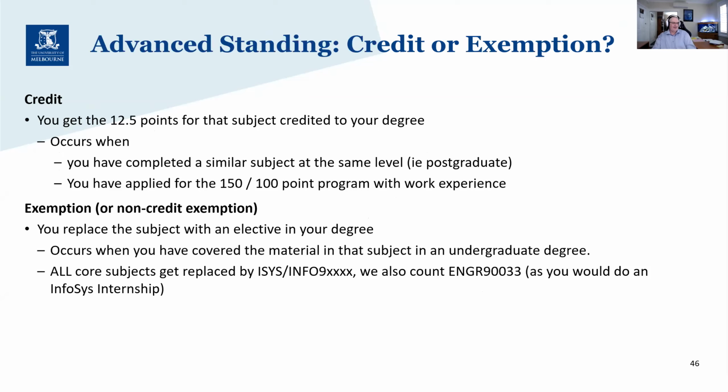And I've already said everything on this slide, so I'll go through quickly. The only thing I haven't said is if you have got a non-credit exemption, at the end of the MIS, you need to make sure that you've done 12 subjects worth of IS stuff. So you have to have done at least 150 points of information system subjects to get the degree. So if you have got an exemption, a non-credit exemption from a subject, you have to replace it with either, or there's actually a few of these I can mention.